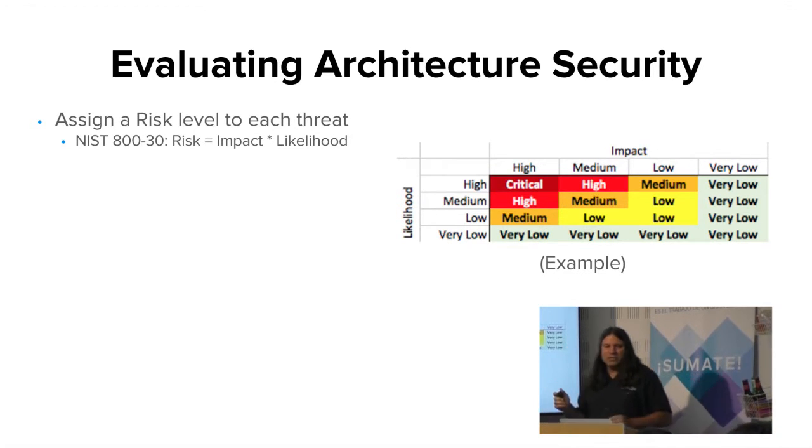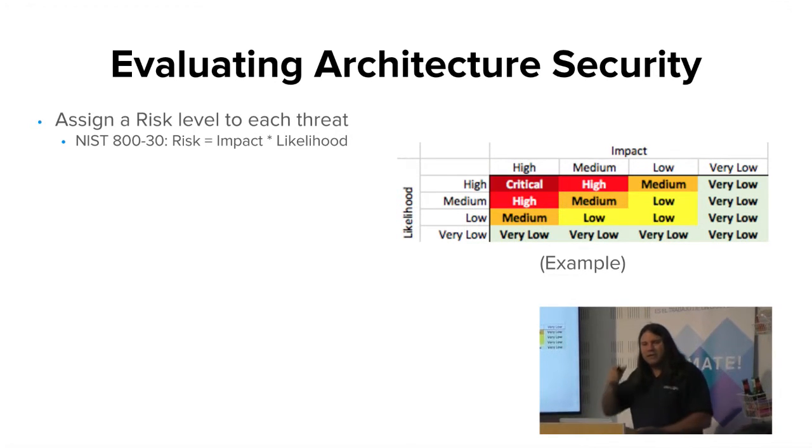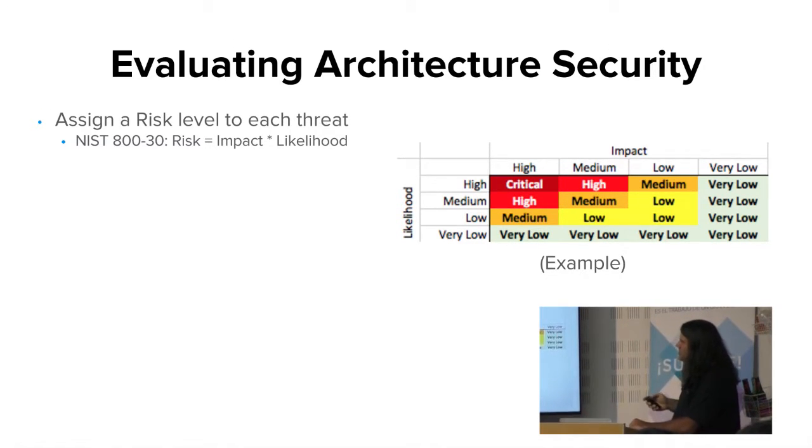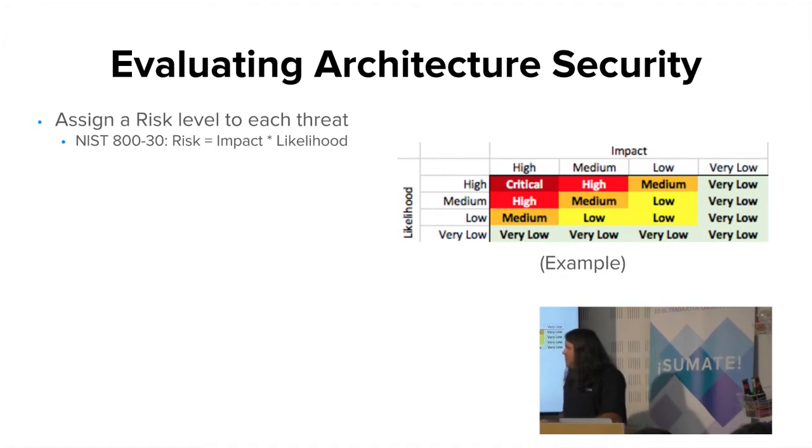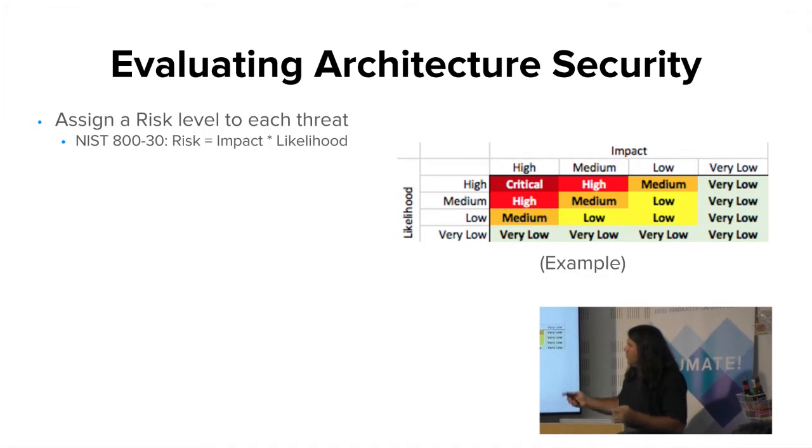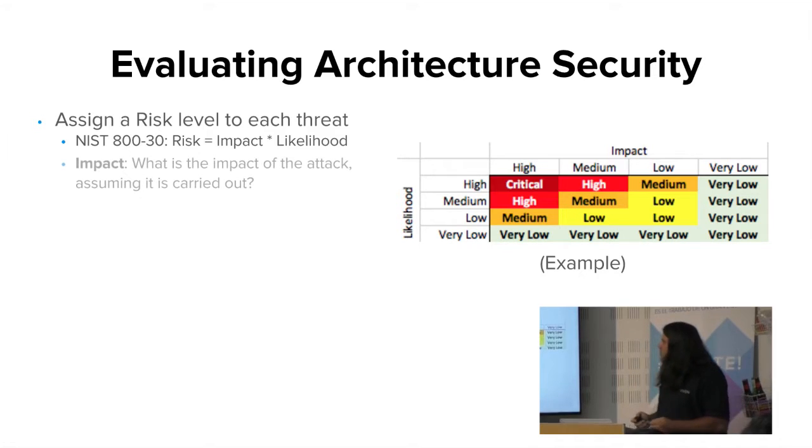NIST is a U.S. organization. I don't know how popular this is down here, but it doesn't really matter. It's not really tied to this government organization, but they made a proposal in terms of vulnerability management that in order to determine what risk is, look at the impact of a vulnerability and then look at the likelihood of it being carried out. And once you look at those, you can kind of figure out what the risk is.